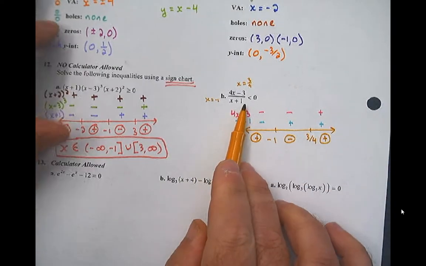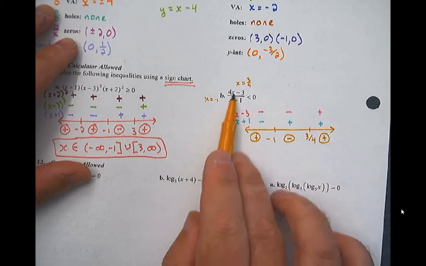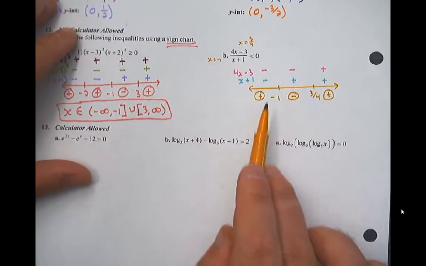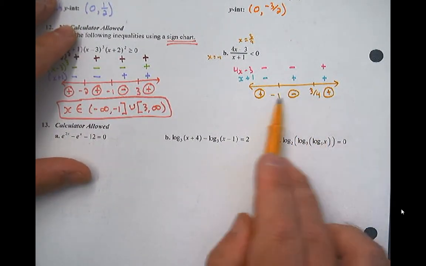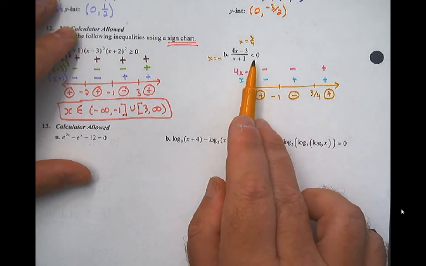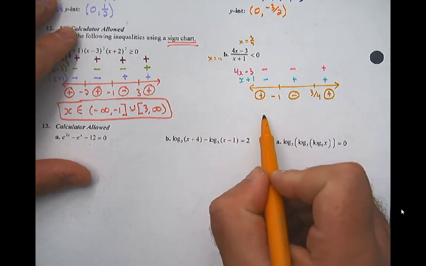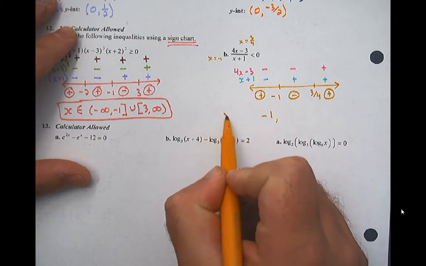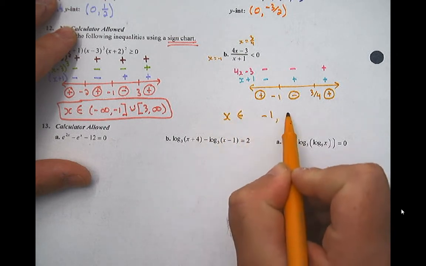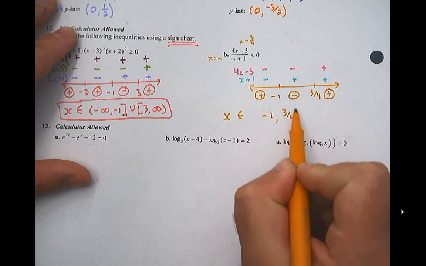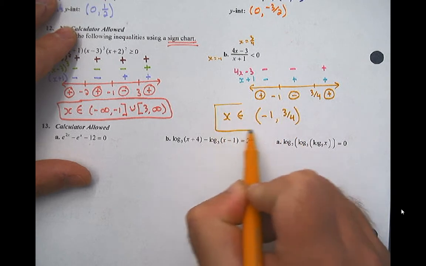So I want to figure out what sections, what x's are less than 0. So those are the sections that are less than 0. So between negative 1 and 3/4. This time I do not want to include because this is less than 0, not less than or equal to. So all x that are an element of negative 1 to 3/4, not inclusive.